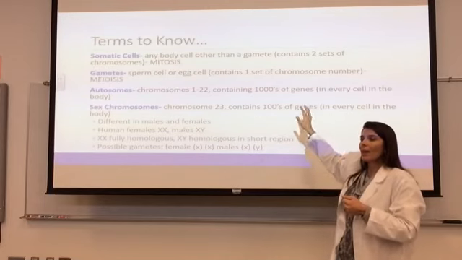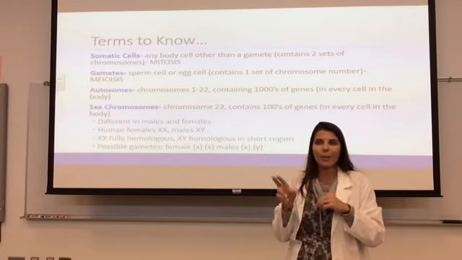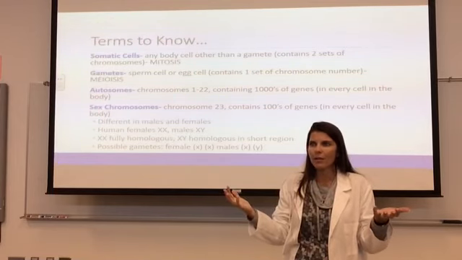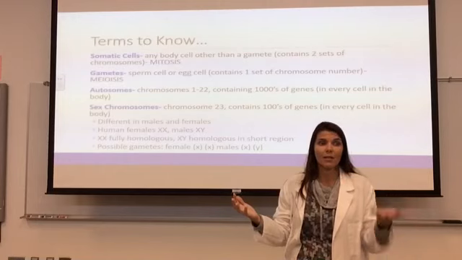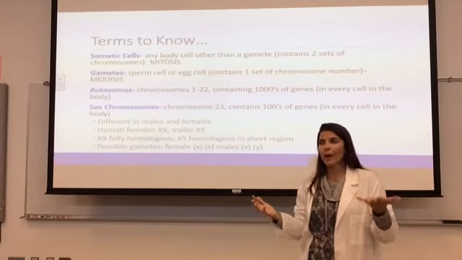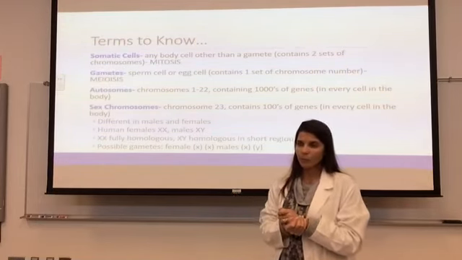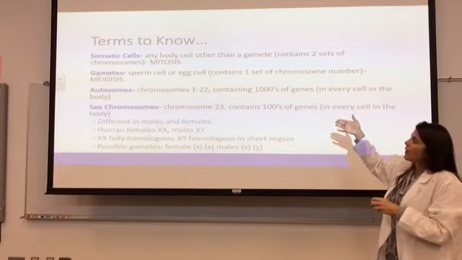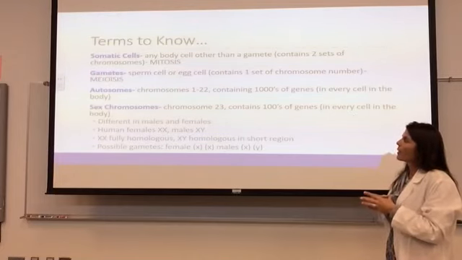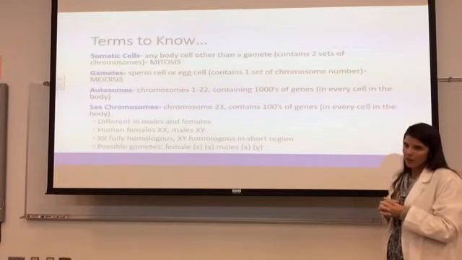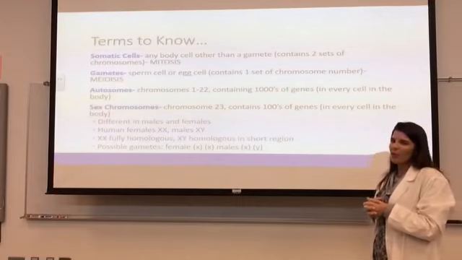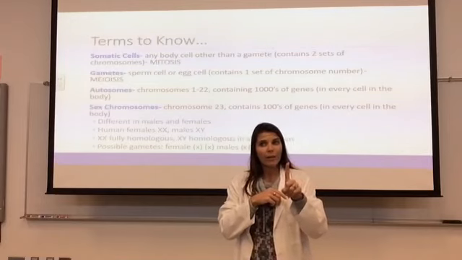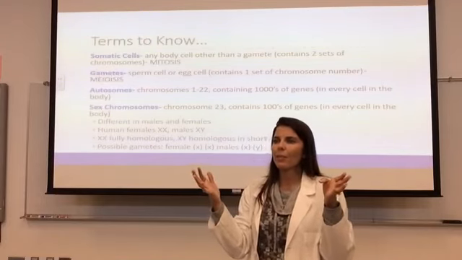And because they're somatic, they have 2 sets of chromosomes. So is that diploid or haploid? Diploid. Fantastic. So mitosis or meiosis? Mitosis. Somatic cells go through mitosis. Then there's gametes. Gametes are your sperm or egg cells. How many sets of chromosomes do they have? 1. So is that diploid or haploid? Haploid. So mitosis or meiosis? Meiosis.